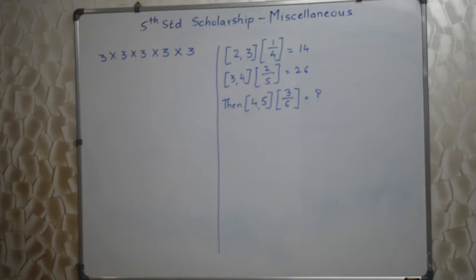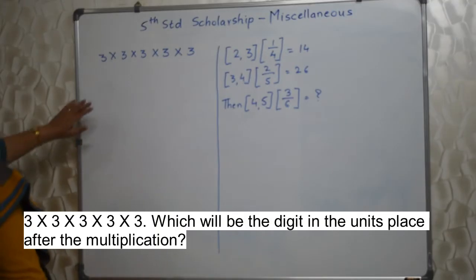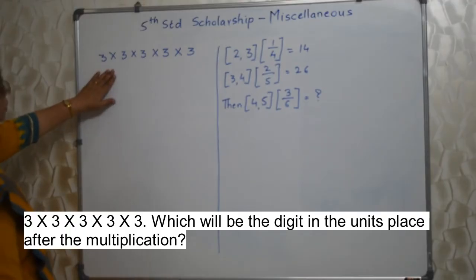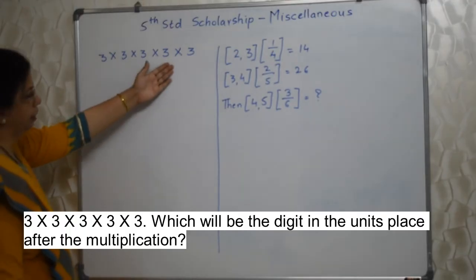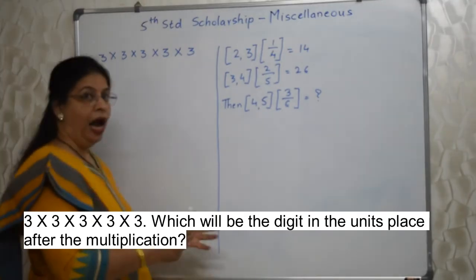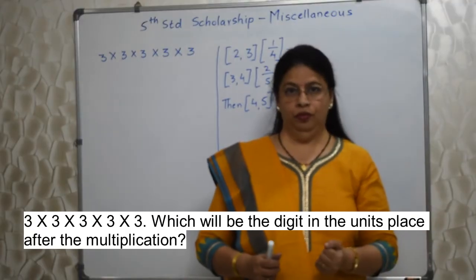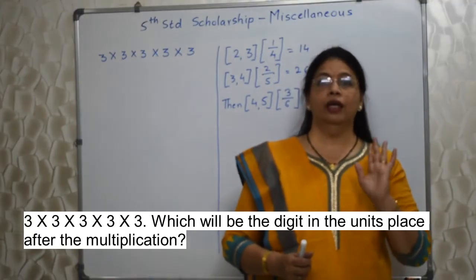Students, the next sum will appear on your screen. 3 into 3 into 3 into 3 into 3. Which will be the digit in the units place after the multiplication? See, I have written it here. See, you can multiply and see how much time it will take. If I add 3 more numbers, then even more time, right? So we have to work smartly.